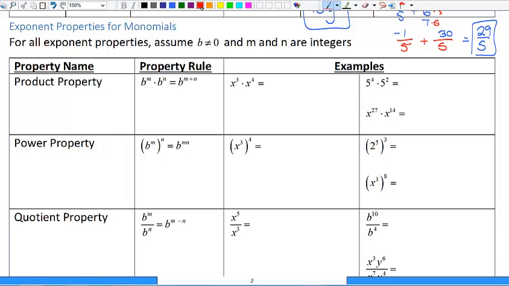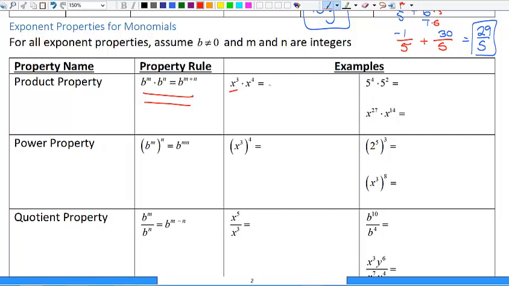So for all exponent properties, assume that b is not equal to 0 and m and n are integers, then these properties are true. Our first property is called the product property, where it says b to the m times b to the n equals b to the m plus n. This is the rule, okay? I first want to show you why the rule works.